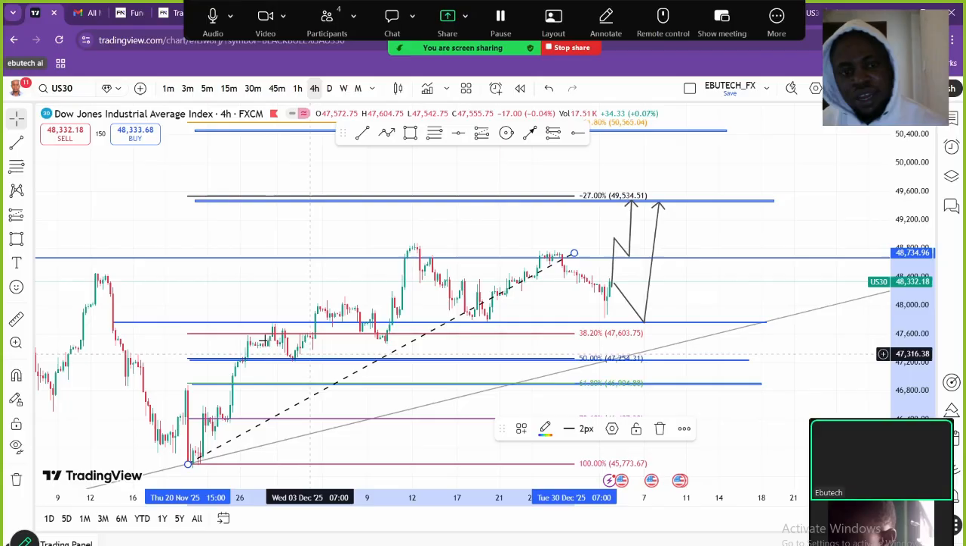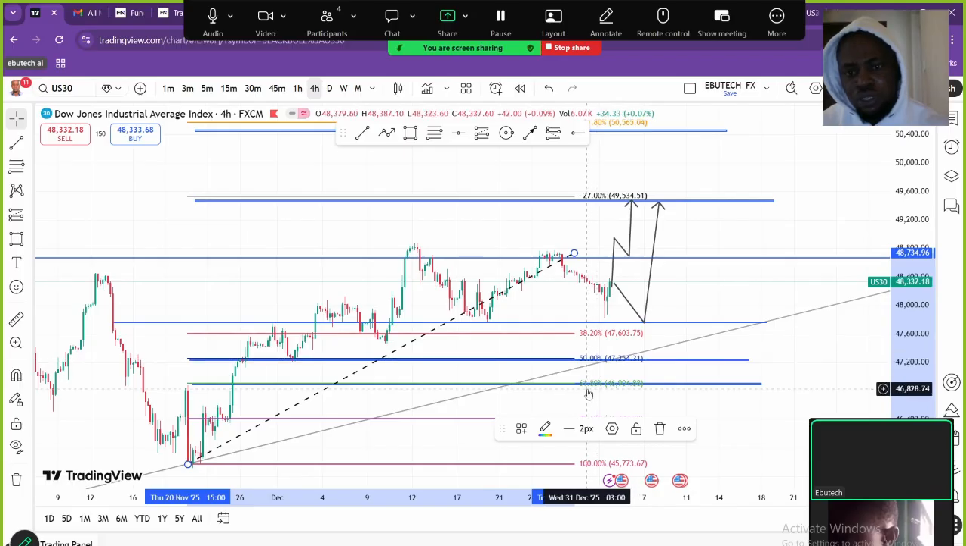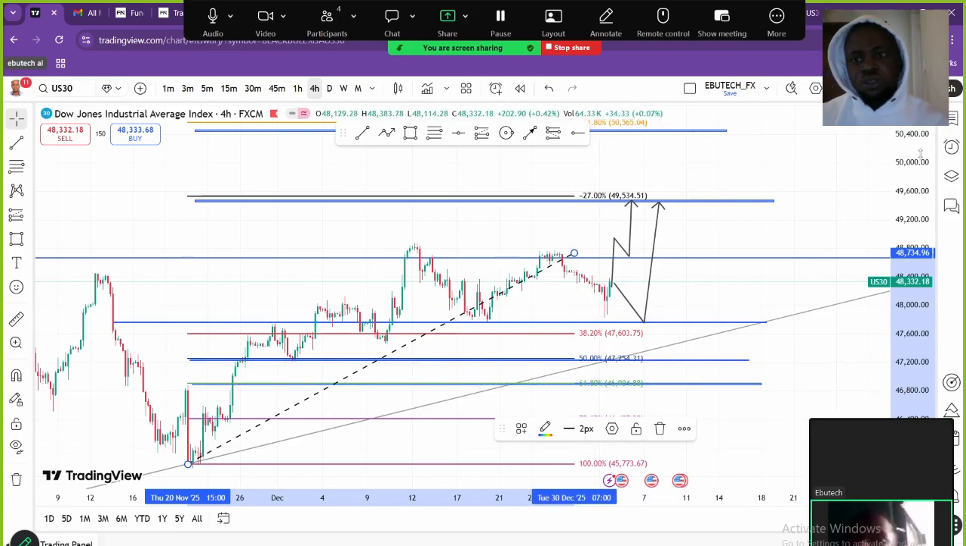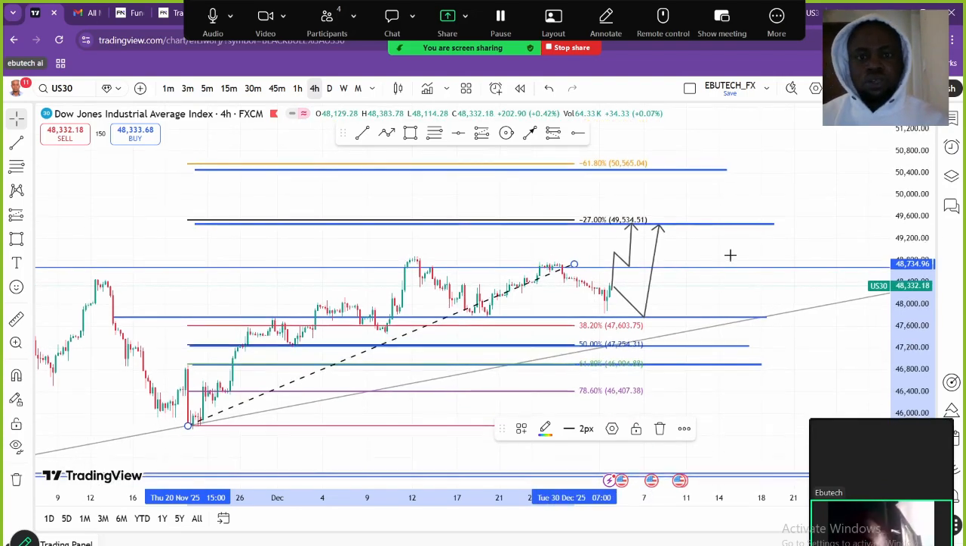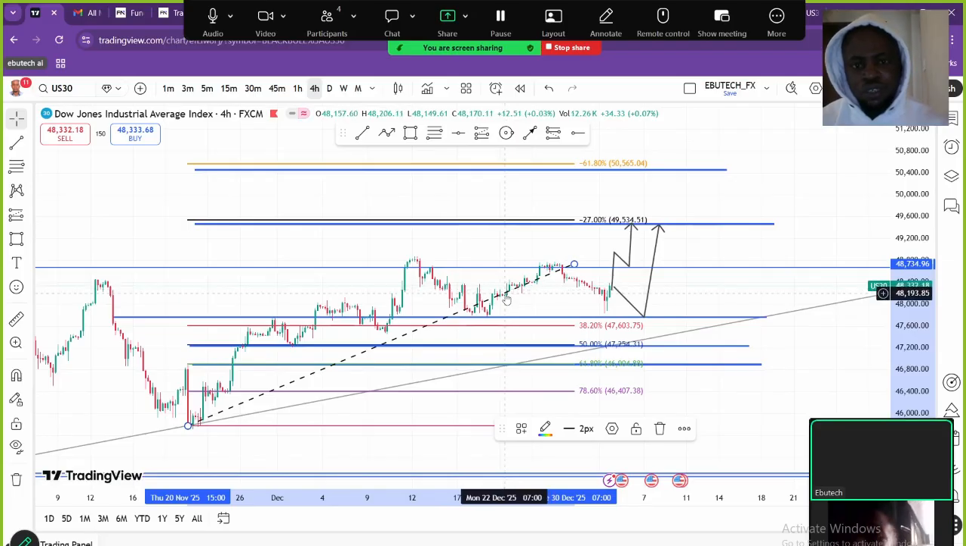So whenever it gets to the 50% level, there is always a reaction, and the market might likely push up from that level, from that 50% or 61%. Do you understand? Yes, please. So now this is the function of this fib retracement.